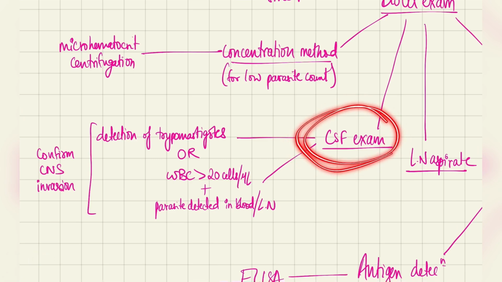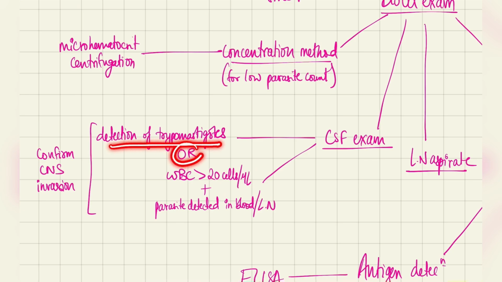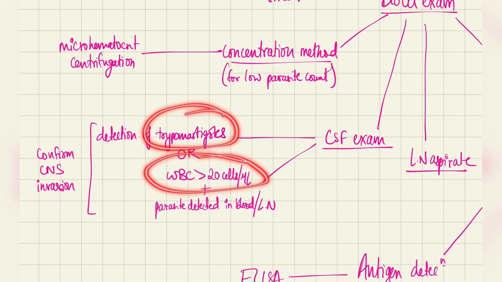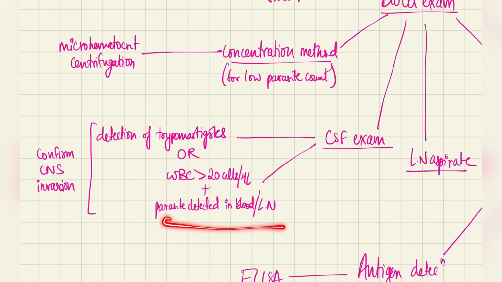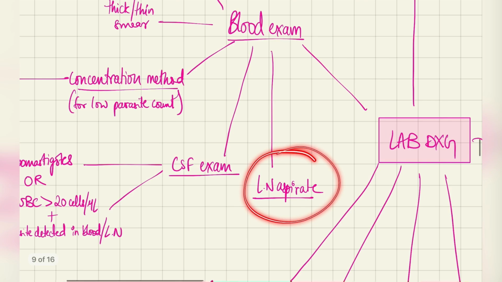Now this is important because the CSF examination will tell if CNS invasion has occurred or not. What are the criteria for CNS invasion? There should be detection of trypanosomes, or WBC more than 20 cells per microliter plus parasites detected in blood and lymph node. Either there is detection of trypanosomes, or WBC more than 20 cells per microliter and any form of the parasite detected in blood and lymph node. Then we can say that CNS invasion has occurred. Next, you can take a lymph node aspiration for examination.